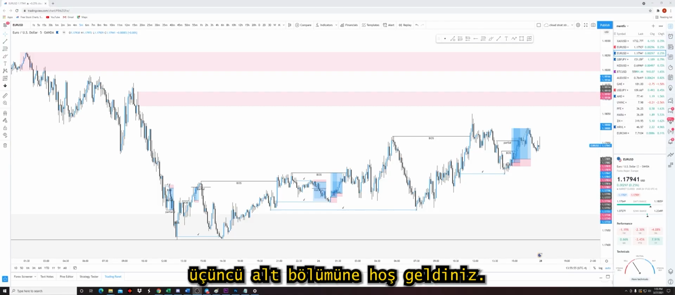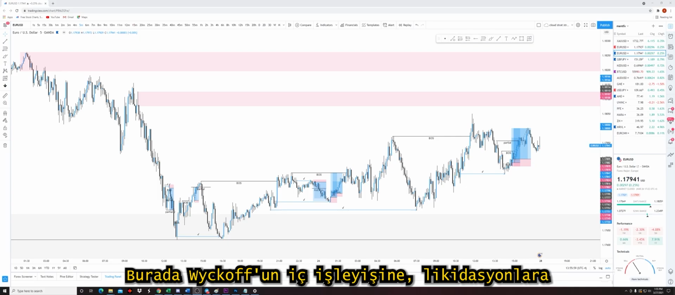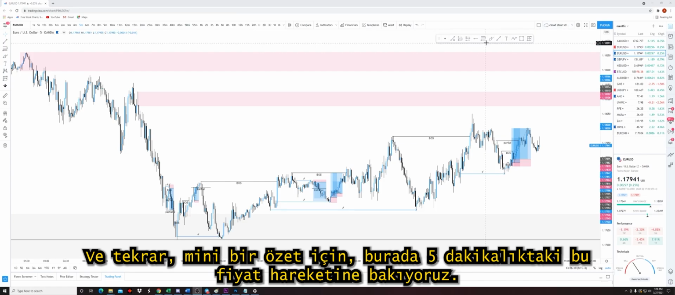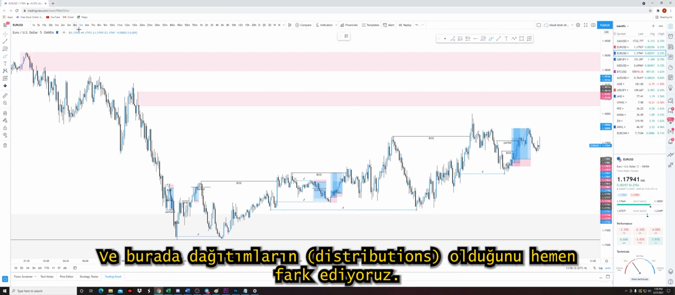Hello and welcome to subsection 3 of section 3, where we delve into the inner workings of Wyckoff, into liquidations, into understanding that price is now consistently undergoing these areas. And again, for a mini recap, we look at this price action here on a 5-minute and we realize instantly that we have distributions that happened here.